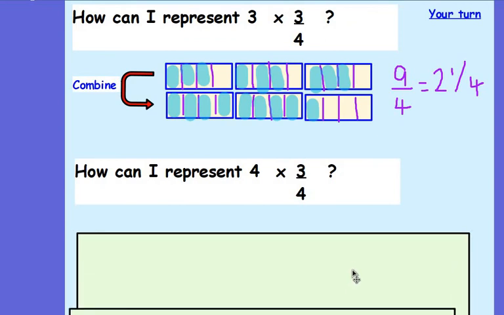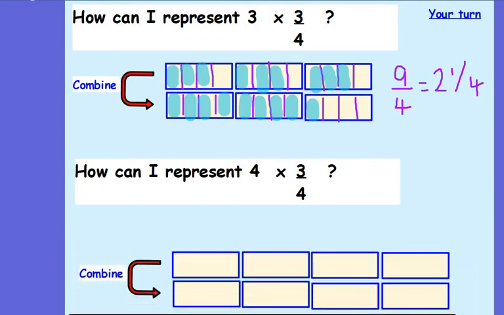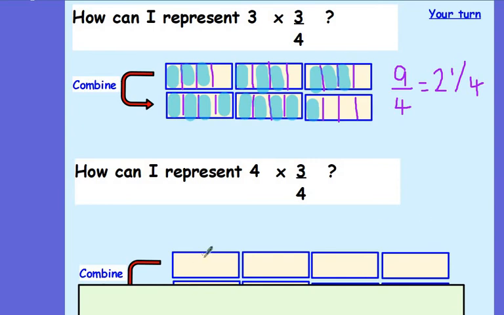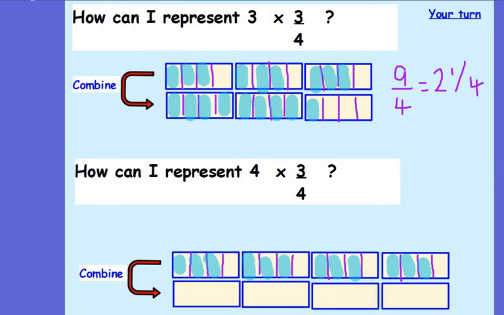If you did 4 lots of 3/4, we're going to do it in exactly the same way. We're going to start off with 4 bars this time. We split each of those bars into 4 parts in exactly the same way. For each one we need to shade in 3 parts. 1, 2, 3. 1, 2, 3. 1, 2, 3. 1, 2, 3. Finally, we're going to combine them up.